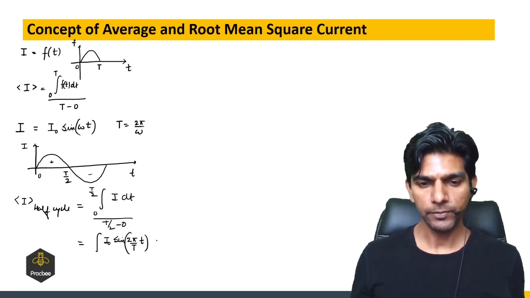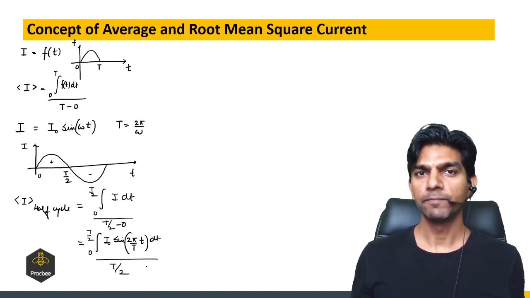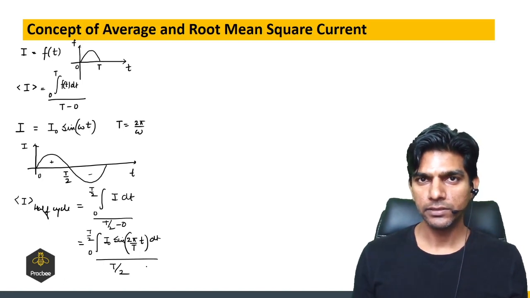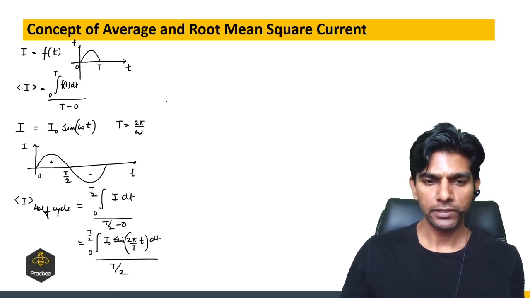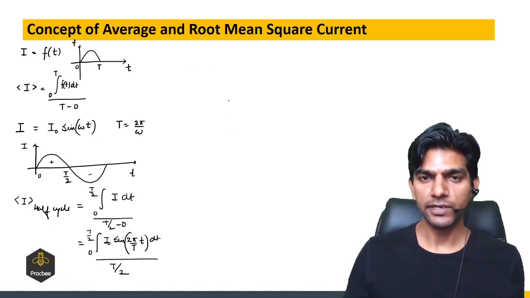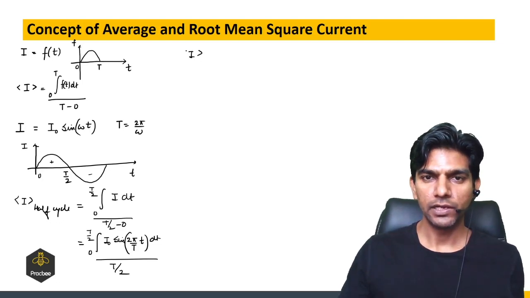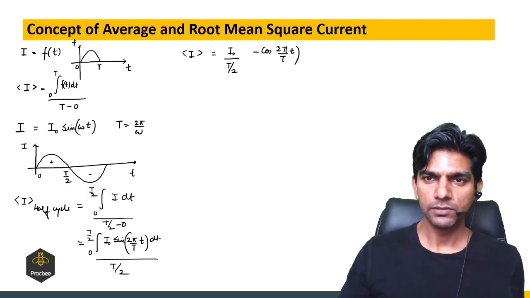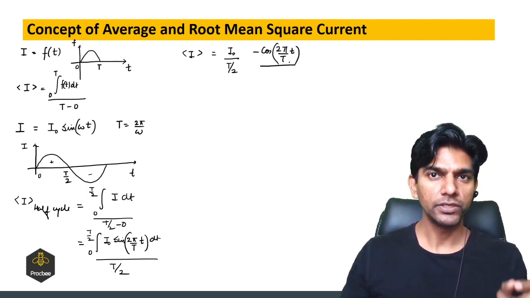2 pi by capital T, and from 0 to T by 2. Now it is a quite basic integration, right? The integration of sine is minus cos. So I can take the constant factors out of the integration. So the average value of current will become I naught divided by T by 2, and the integration will be minus cos 2 pi by capital T times small t divided by the coefficient of t.